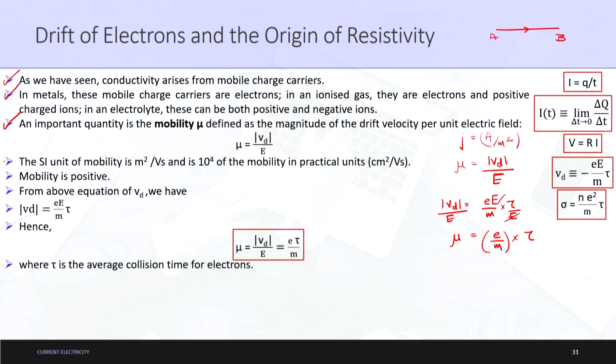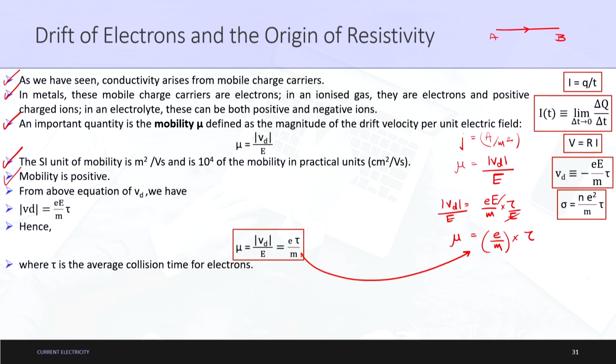Okay. So, this thing is also being explained. Mobility is positive, quite evident, as the value of mod of Vd is always positive and E is always positive, hence mobility is always positive. Next, from the above equation of Vd, we have mod of Vd is equal to small e by m into tau. This is the same expression which is explained here also. Hence, mu is equal to mod of Vd by E, which is equal to e tau by m. So, this is a similar expression which I also derived here.